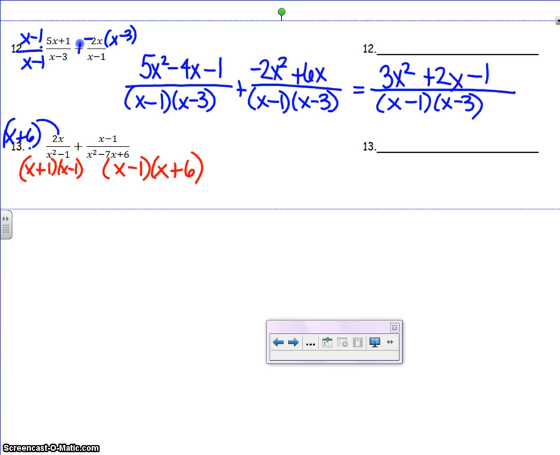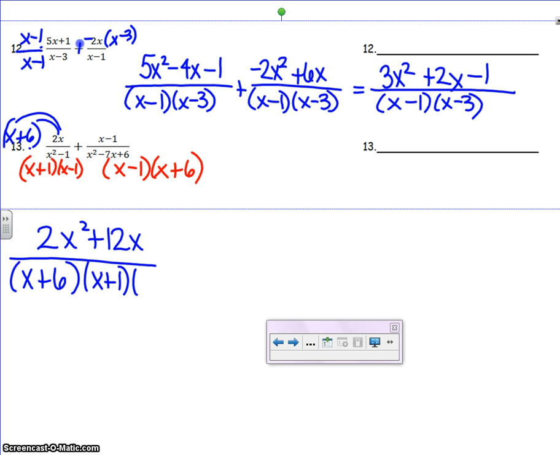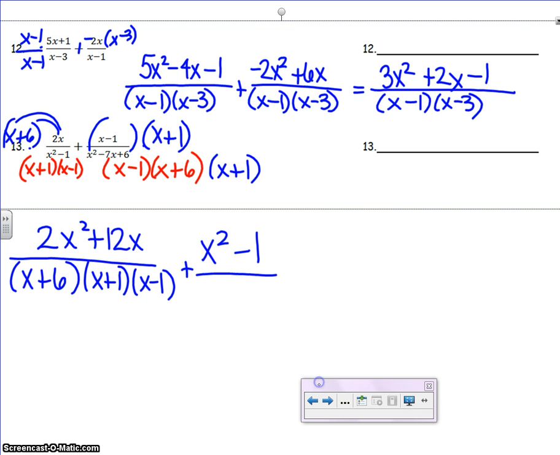So on this one, we distribute. We have 2x squared plus 12x. And now our denominator is x plus 6, x plus 1, x minus 1. Plus, and then over here our denominator is also missing x plus 1 and then x plus 1 here. So on the top we're going to have to FOIL, or we see that it's a difference of squares, so x squared minus 1, and again it's over our same denominator of x minus 1, x plus 6, x plus 1. So then we can go ahead and just look at our numerators.